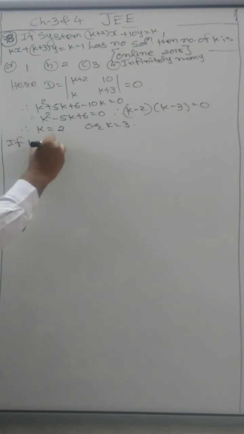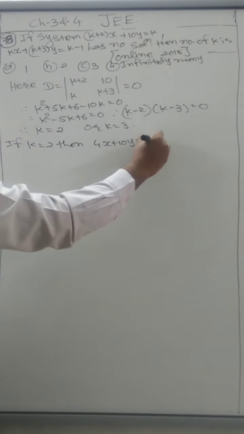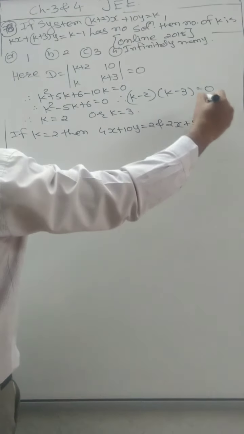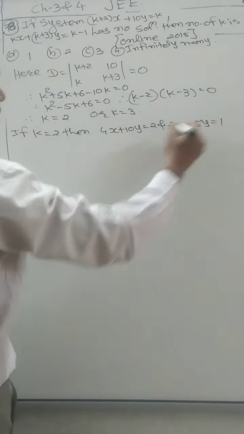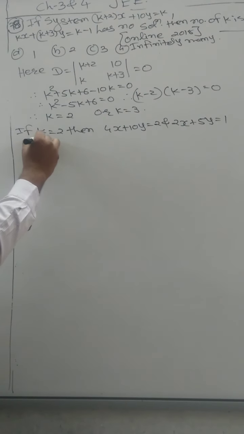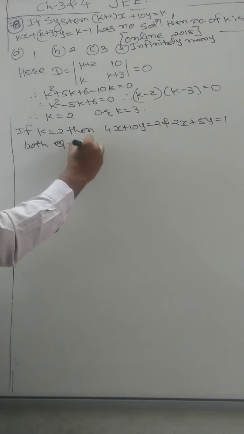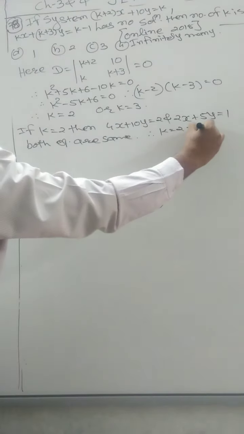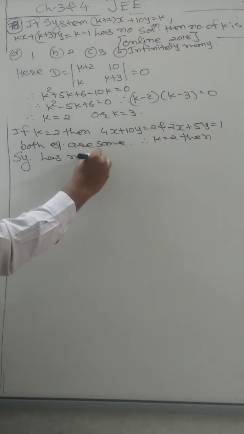Now for verifying, we take k equal to 2. If k equal to 2, then 4x plus 10y equal to 2 and 2x plus 5y is equal to 1. Okay, both equations are the same.